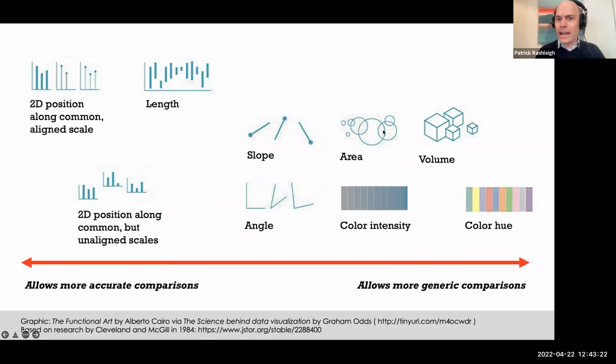So if we look at area and angle, they are quite far over to that right-hand side of the slide. And you may think like, well, so what? Big deal. They're still effective at communicating numbers, but let's take a look at that and see what the implications are.